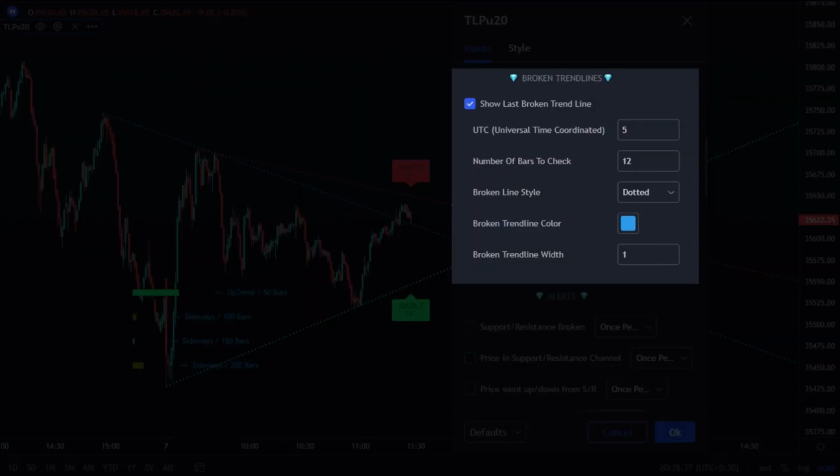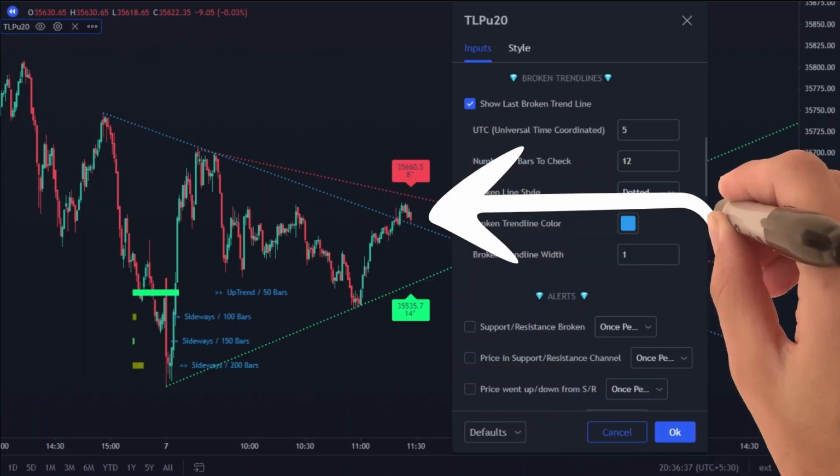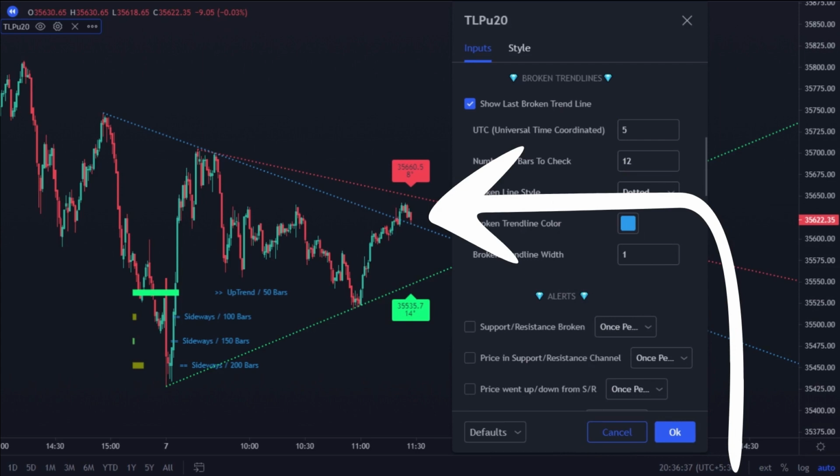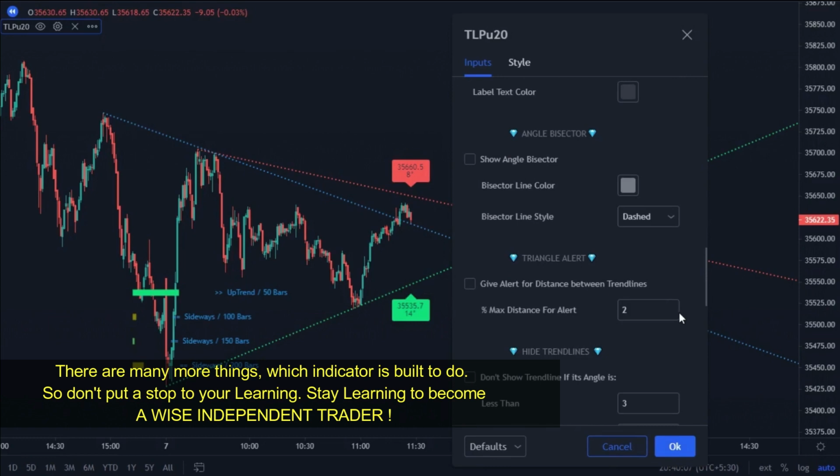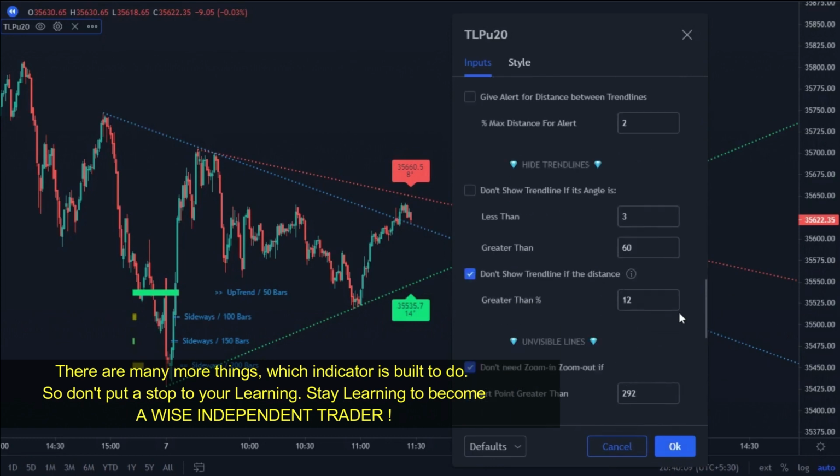This group of settings will help keep track of the trend line which was last broken. It can help you to check if it acts as resistance at a later stage when the price reaches that level. You may also set alerts on important trendline levels, and customize price labels accordingly using the below category. Many other customizations are available to help you become an independent wise trader.